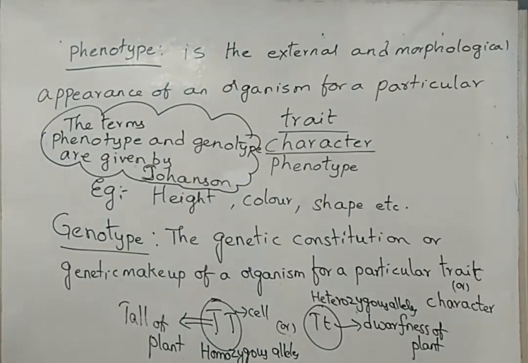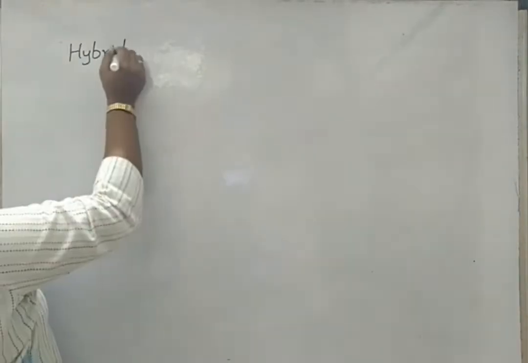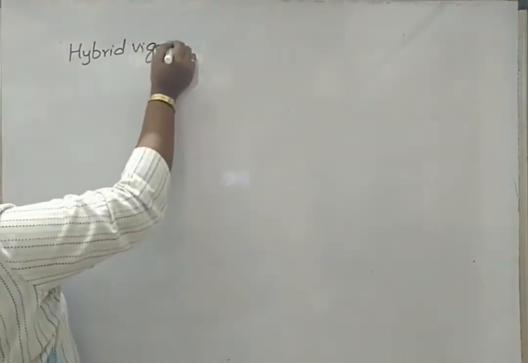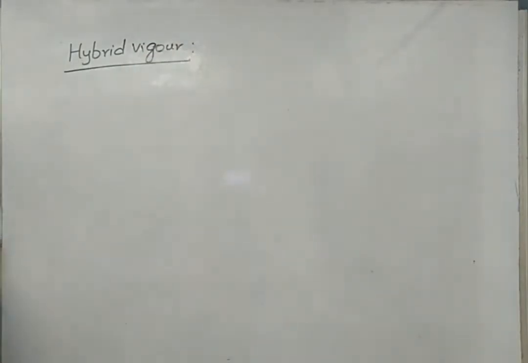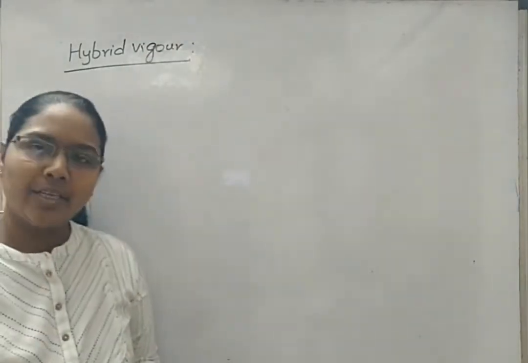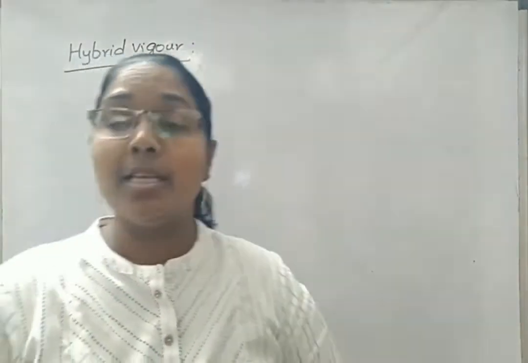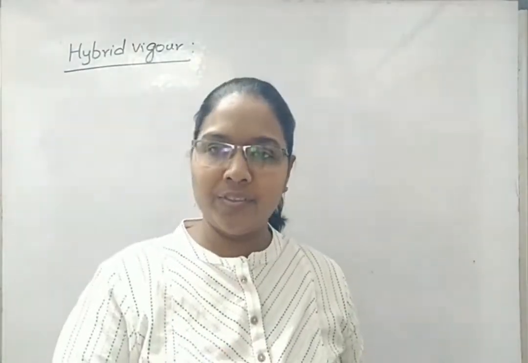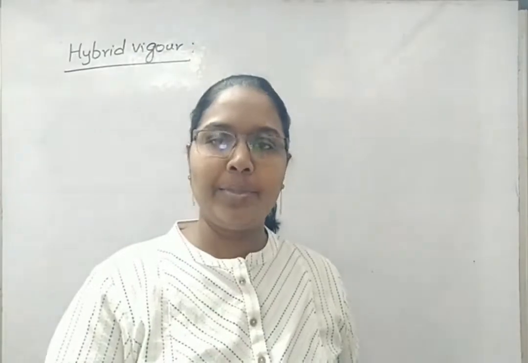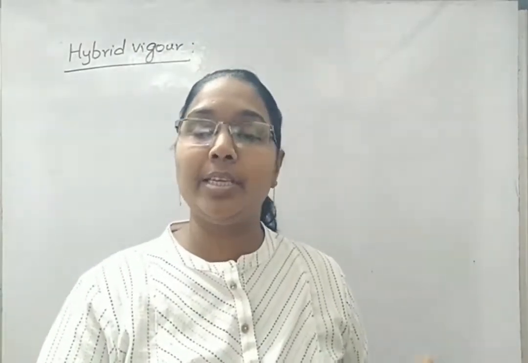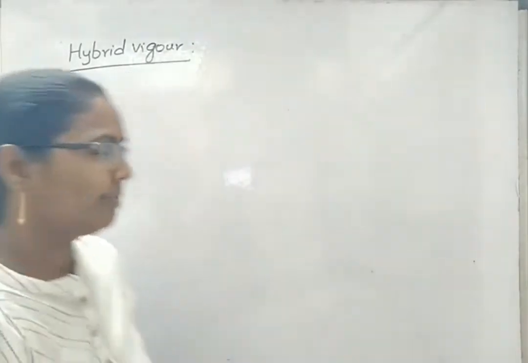Now, let's see another important term, that is hybrid vigor. Hybrid vigor is the term that we use when offspring is superior to its parent. Then we say that the offspring is a hybrid and its genotype has hybrid vigor.